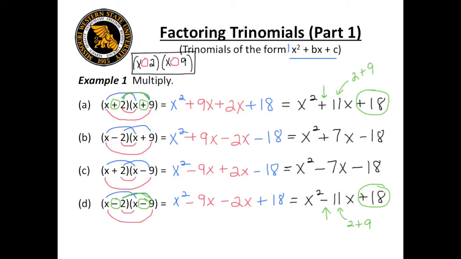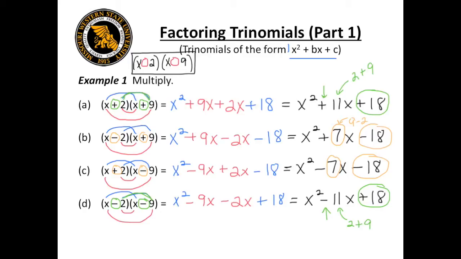Now consider B and C. The third term in each of those trinomials is negative. And to obtain that negative 18, we multiplied a negative times a positive, or a positive times a negative. Also notice that the 7 that appears in both of the middle terms in each of these trinomials is equal to the difference of 9 and 2.